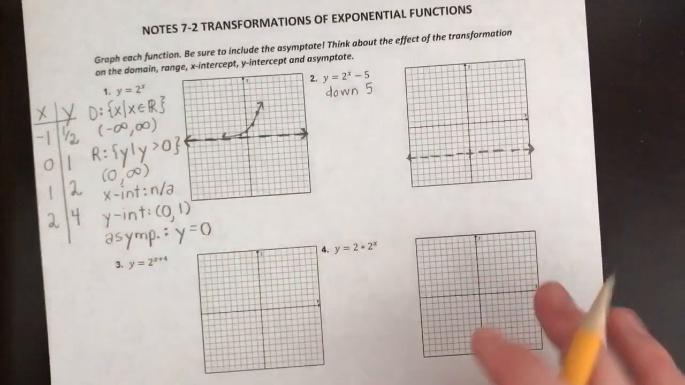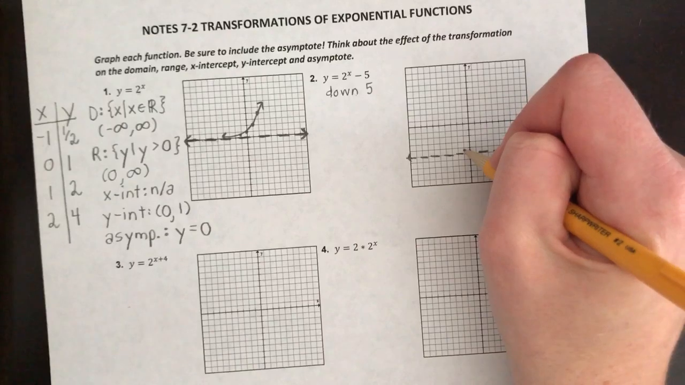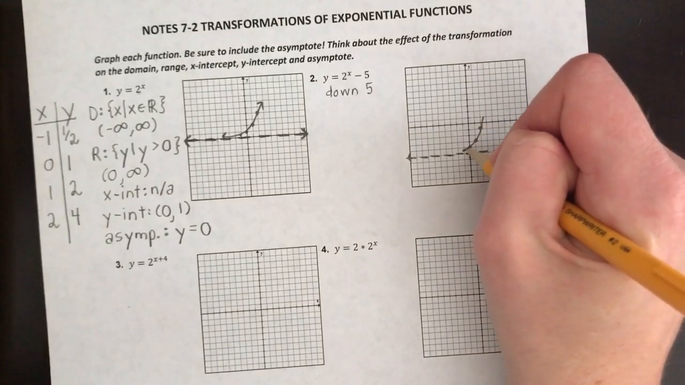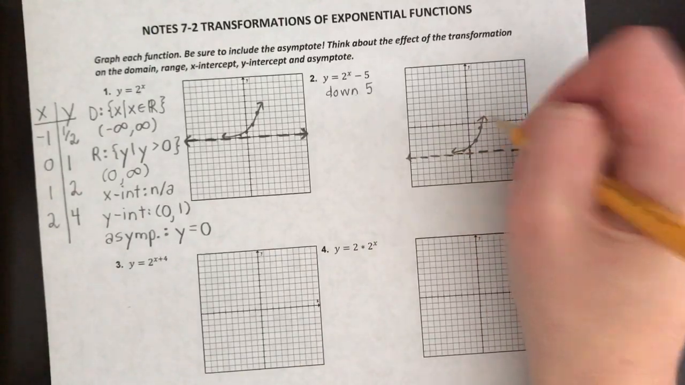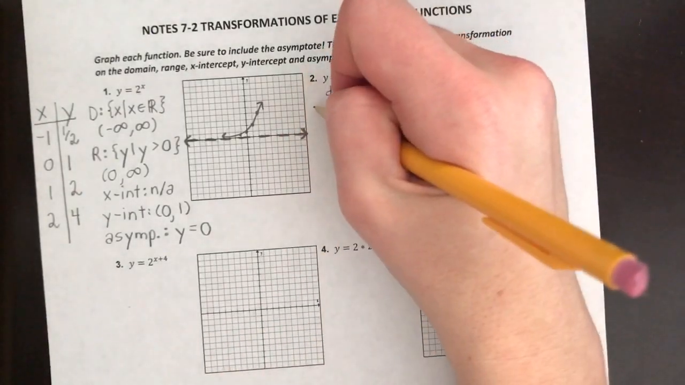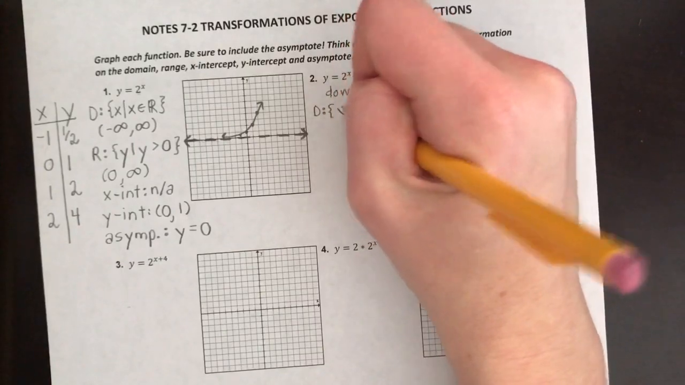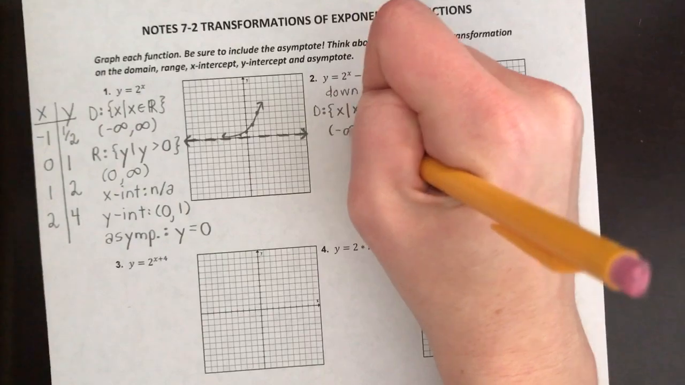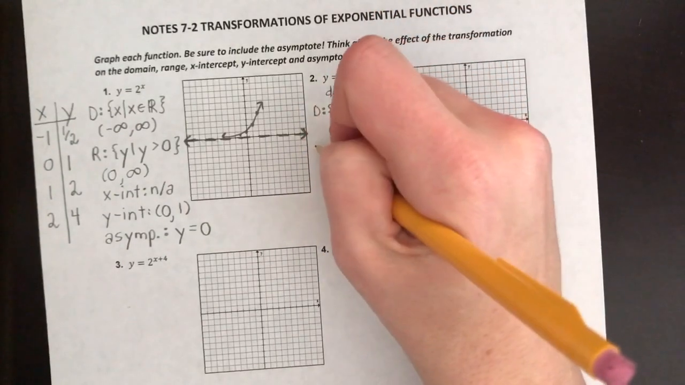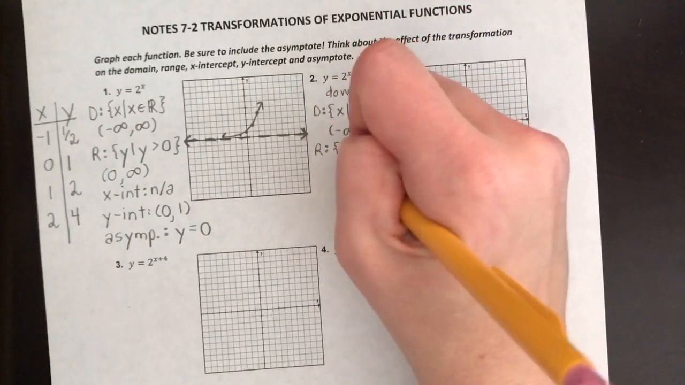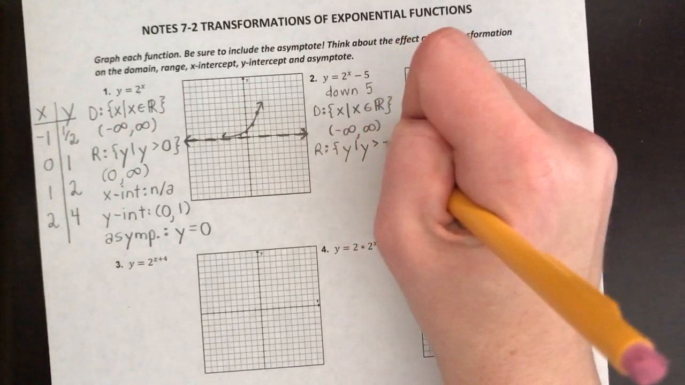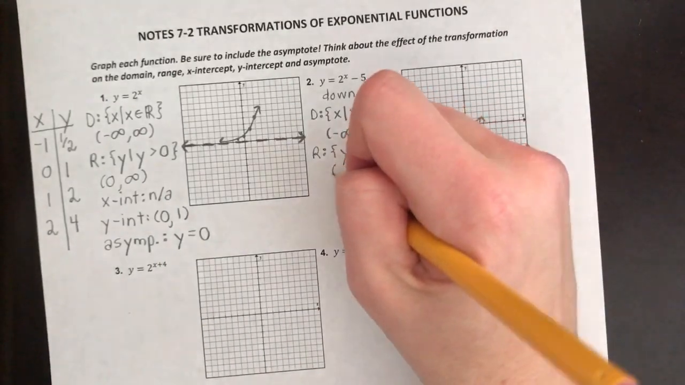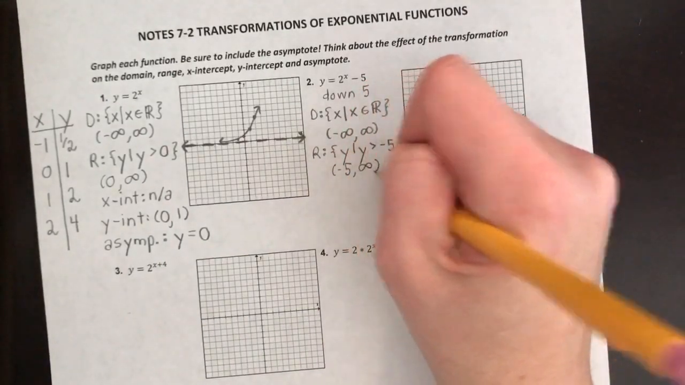From my new origin, I'm going to plot my original points: (-1, 1/2), (0, 1), (1, 2), (2, 4). I'm going to draw my graph hugging the asymptote, arrows on both ends. So again, my domain, x such that x is an element of all reals, negative infinity, positive infinity. Now my range has shifted down, so y such that y is greater than -5, that's my new asymptote. So -5, comma, infinity.